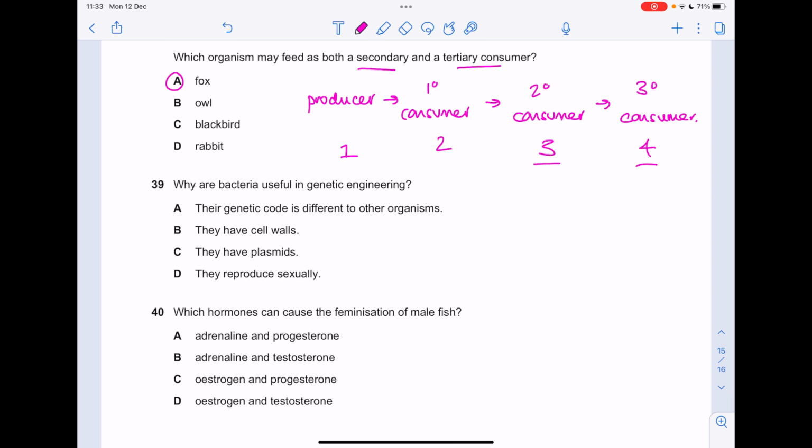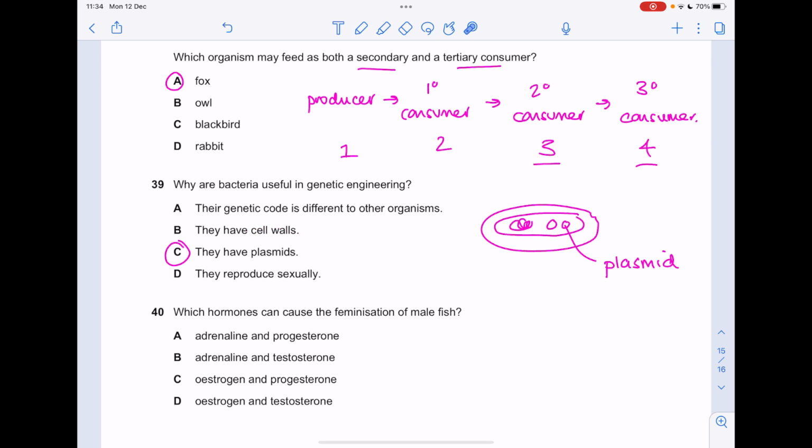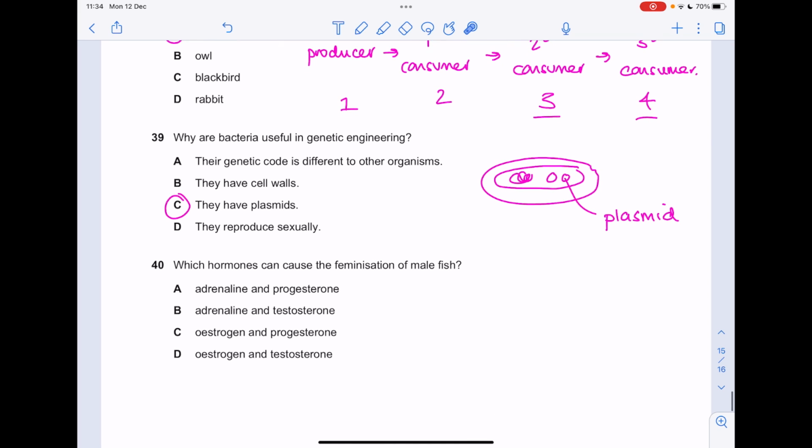Why are bacteria useful in genetic engineering? Because if you remember, genetic engineering is all about taking your bacterial cell, and it has these small circles of DNA called plasmids, which can be cut open using restriction enzymes and have new genes inserted into them, which is a super useful way of genetically engineering products such as insulin. So it's irrelevant that they have cell walls, they reproduce sexually, that's not true. Their genetic code is different to other organisms. No, you are trying to get something that has this capability of inserting new genes into it.